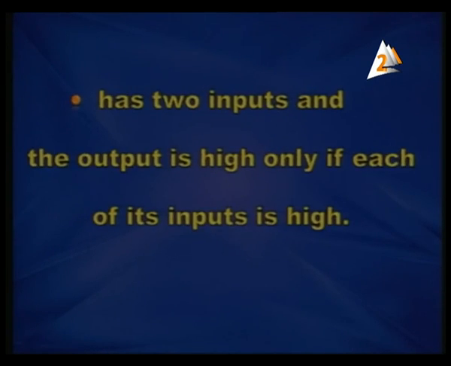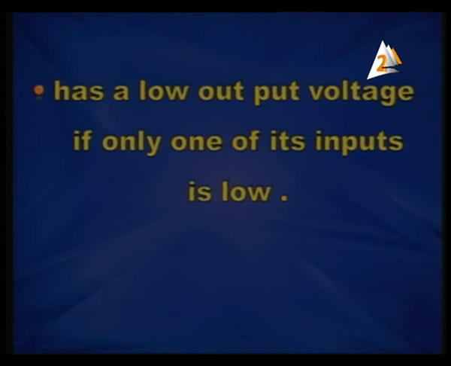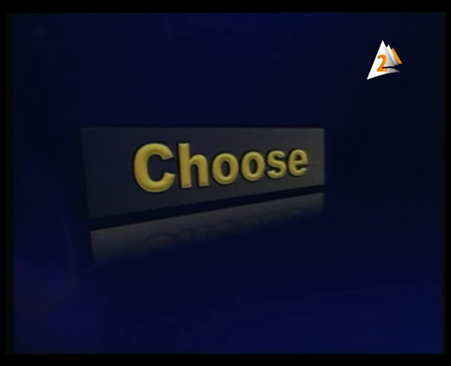What is the gate which has two inputs and the output is high only if each of its inputs is high? Okay, it is AND. What is the logic gate which has a low output voltage if only one of its inputs is low? Also, it is AND gate.